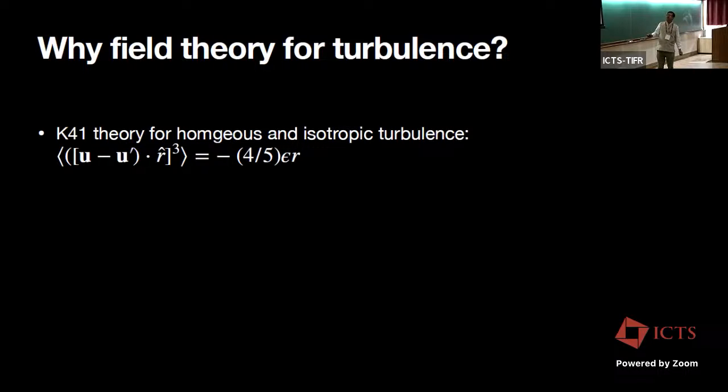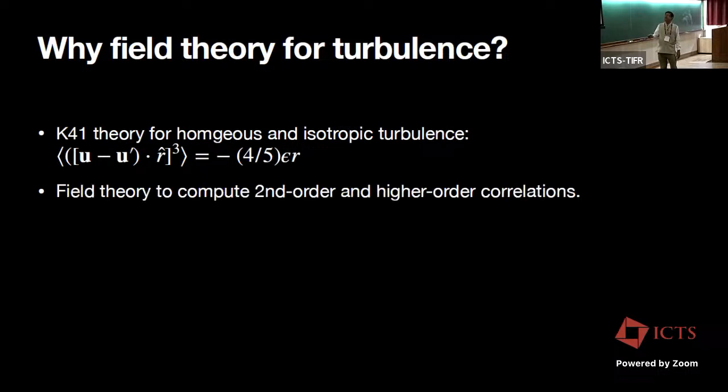So this is exact, but this is third order, and it is proportional to r. But it doesn't say anything about second order, fourth order, fifth order. So it doesn't talk about higher order correlations. In field theory there have been attempts to compute those orders, including by Gregory Falkovich, who is here, and there are other people who have done lots of work on this. So this is what I did: second order and higher order correlations from first principles.